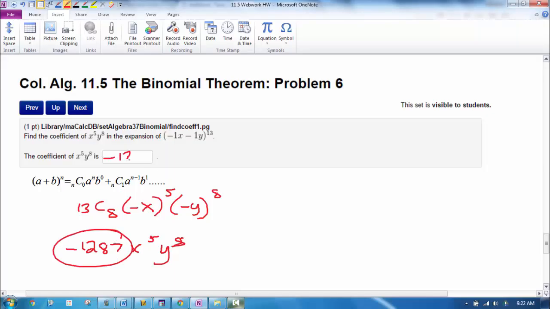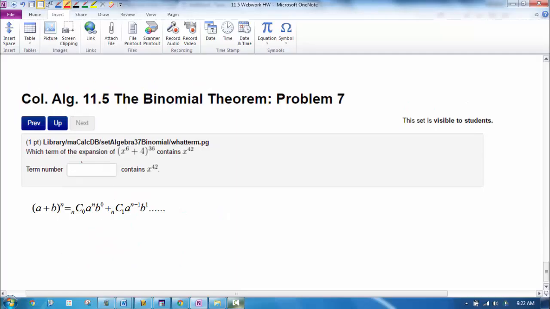Okay, the next problem gives us this expansion. It wants to know which term contains x to the 42. And this is a little confusing because it's got a 6th power there. So if we start filling it out, we get 36c0, x to the 6th raised to the 36th power, 4 raised to the 0th power.